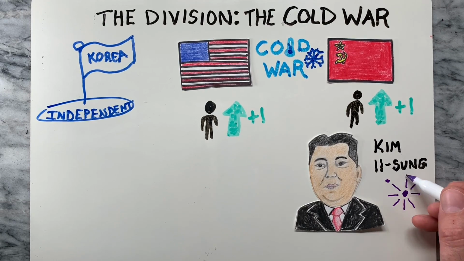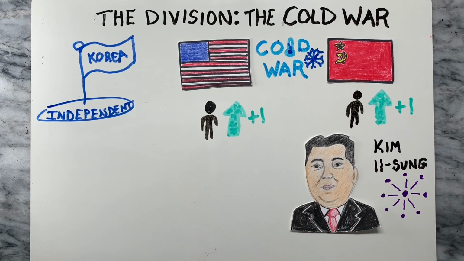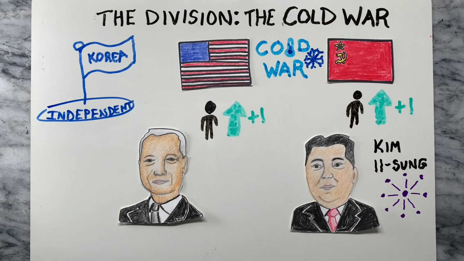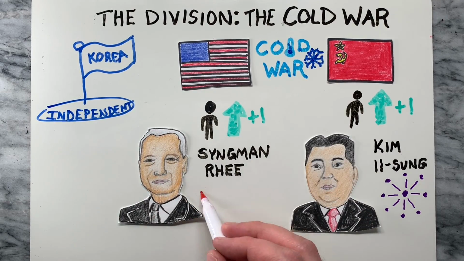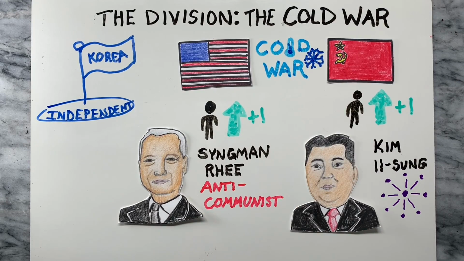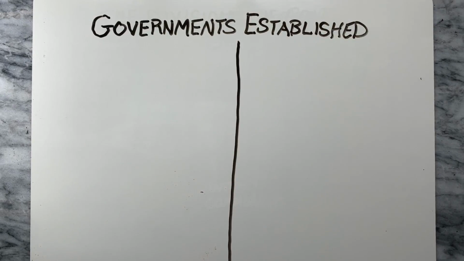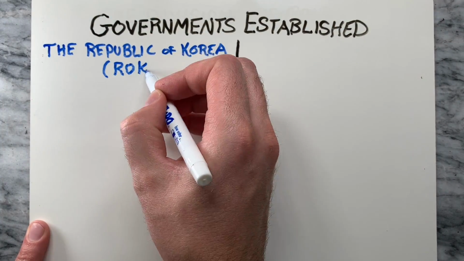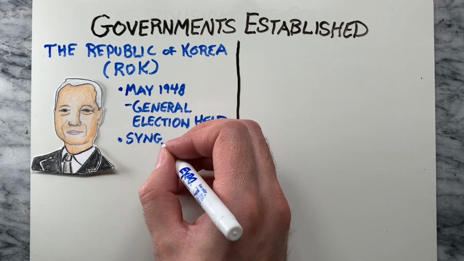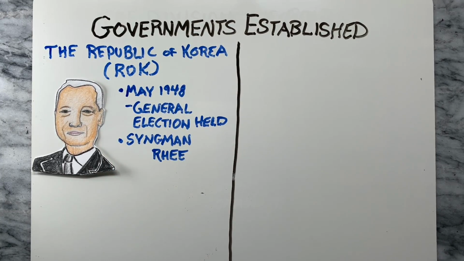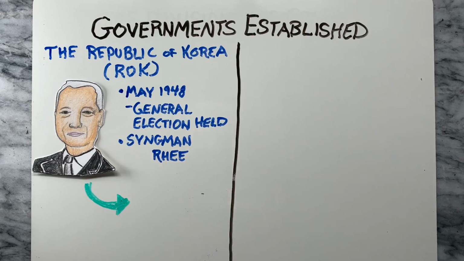Society in the North was centralized and collectivized, following the Soviet model. Politics in the South were more rough, but the strongly anti-communist Syngman Rhee, who had been educated in the US, was the most prominent politician. In May 1948, a general election was held and the Republic of Korea, or ROK, was established with Syngman Rhee as president and formally replaced the US military occupation on August 25th.